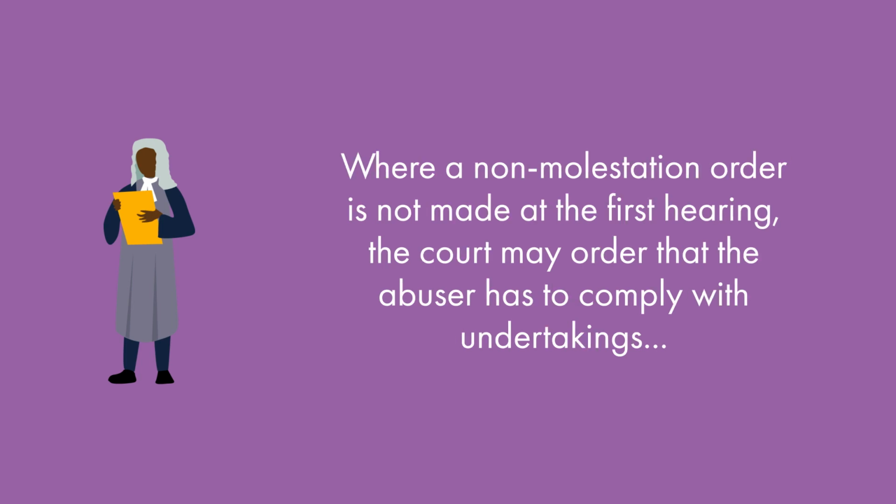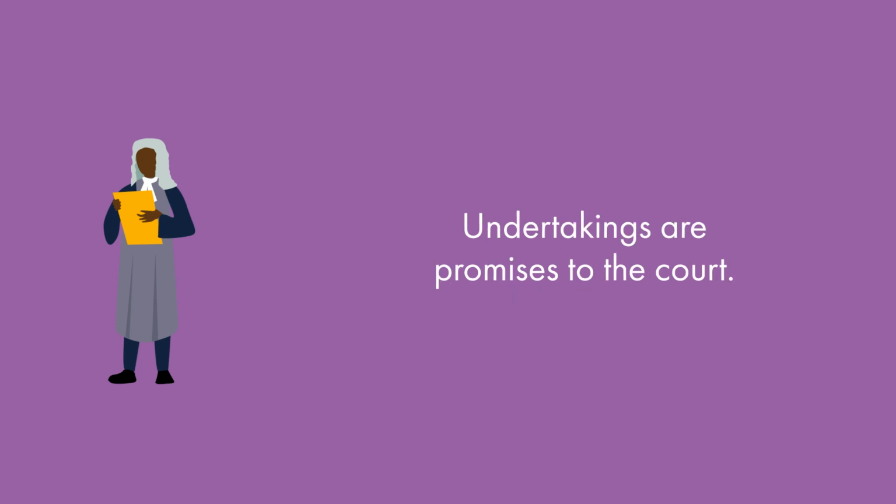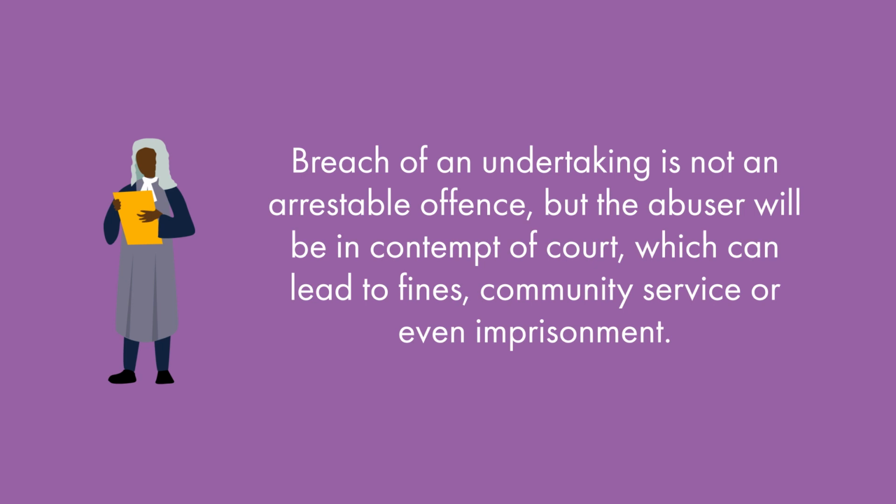Where a non-molestation order is not made at the first hearing, the court may order that the abuser has to comply with undertakings whilst proceedings are ongoing, and then the judge would decide at a hearing whether to make a non-molestation order. Undertakings are promises to the court. Breach of an undertaking is not an arrestable offence. However, the abuser will be in contempt of court, which can result in fines, community service, or even imprisonment.